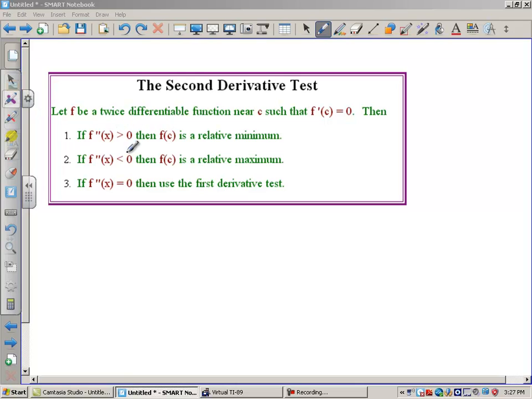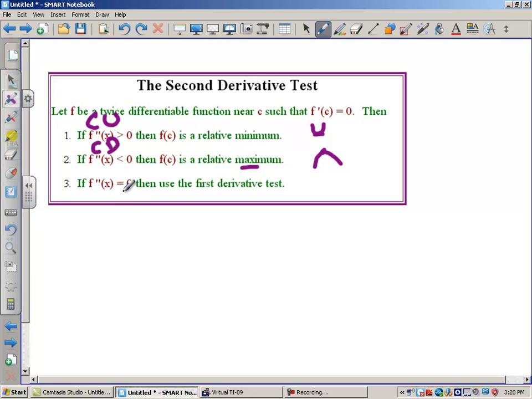If f double prime of x is greater than 0 at a critical point, what does that mean? If the second derivative is positive, that means we are dealing with a concave up graph. And this should make sense that it would be a relative minimum, because if we have a flat spot on a graph that's concave up, then that's going to be a minimum. The second thing says if f double prime is less than 0, which would mean concave down at a critical point, then that's a relative maximum. And that should make sense as well. If you are at a critical point and your graph is concave down there, you have created a relative maximum.